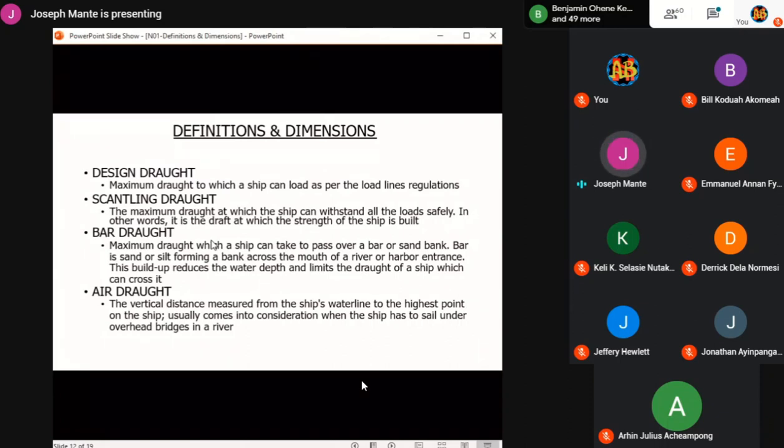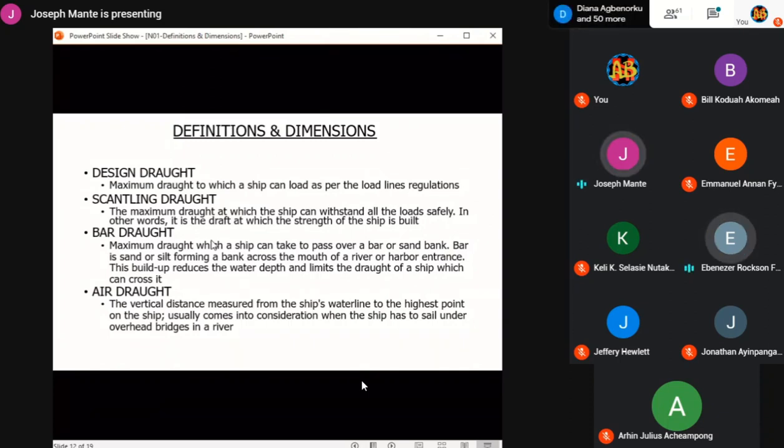Then we also have the air draft, and it's the vertical distance measured from the ship's waterline to the highest point on the ship. It really comes into play when the ship has to sail under overhead bridges in the river. The air draft is very, very important, especially when we are designing. We have certain canals and we have a lot of limitations.